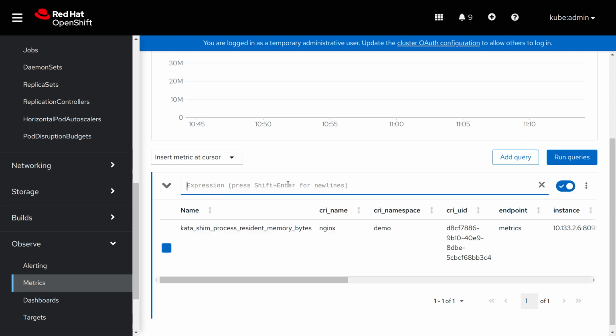Some of the information provided here are pretty low level, but they can help you investigate and understand how the sandbox containers feature works and how it interacts with your actual workload.